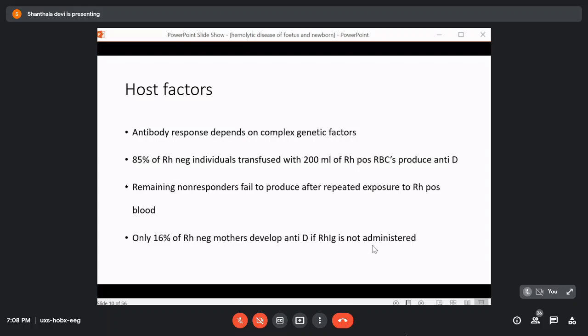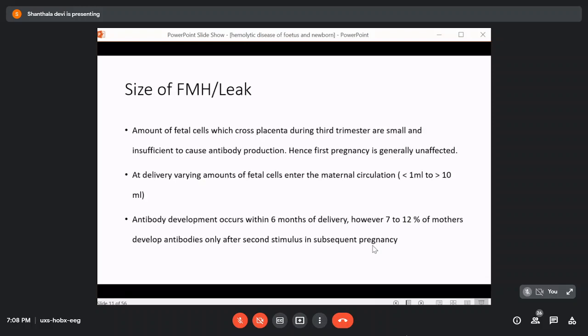The size of fetal-maternal hemorrhage or leak. I already told you the fetal cells do cross the placenta during third trimester. This is small and insufficient to produce antibodies, and hence the first pregnancy is generally unaffected. At delivery, varying amounts of fetal cells enter the maternal circulation. It ranges from less than 1 ml to greater than 10 ml, and antibody development occurs within 6 months of delivery. However, around 7 to 12% of the mothers develop antibody only after a second stimulus in the subsequent pregnancy.